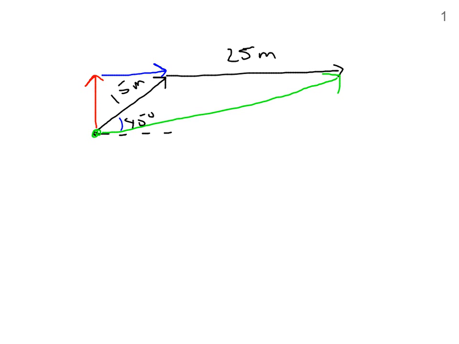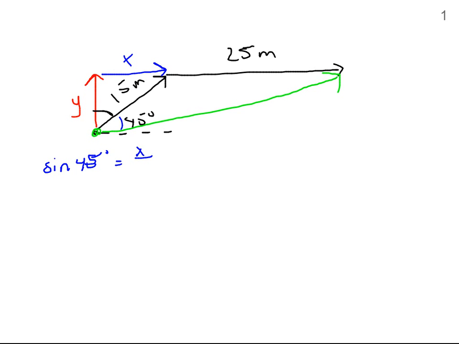Now, because this angle is 45 degrees, I know that this one is also 45 degrees, so I can use trig to find the lengths of the adjacent side, which I'll call y, and the side opposite my angle I'll call x. For the side that's opposite, I know that the sine of 45 degrees is the opposite side over the hypotenuse. So that gives me x is 15 sine 45.